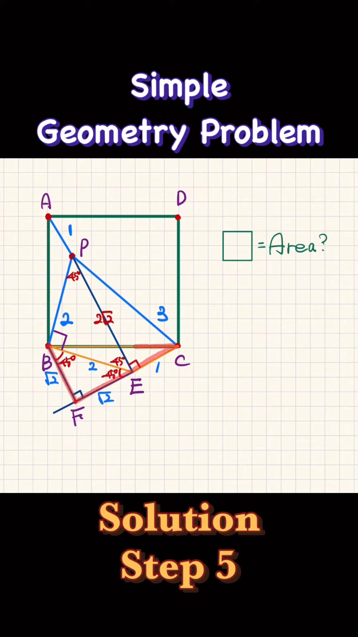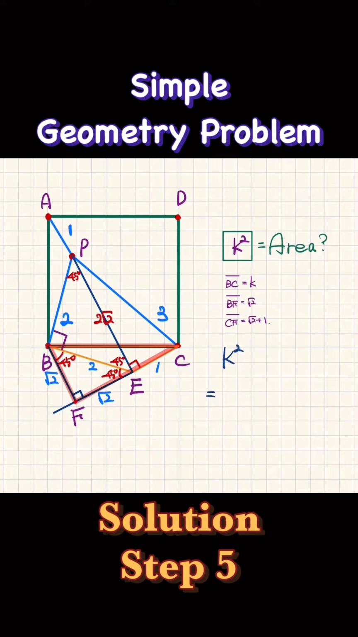In the final step, let's look at triangle BFC. If we denote the length of BC as K, then the area of the square will be K squared. Now, with BF as square root of 2 and CF as square root of 2 plus 1, and as triangle BFC is a right triangle, we can apply the Pythagorean theorem again.